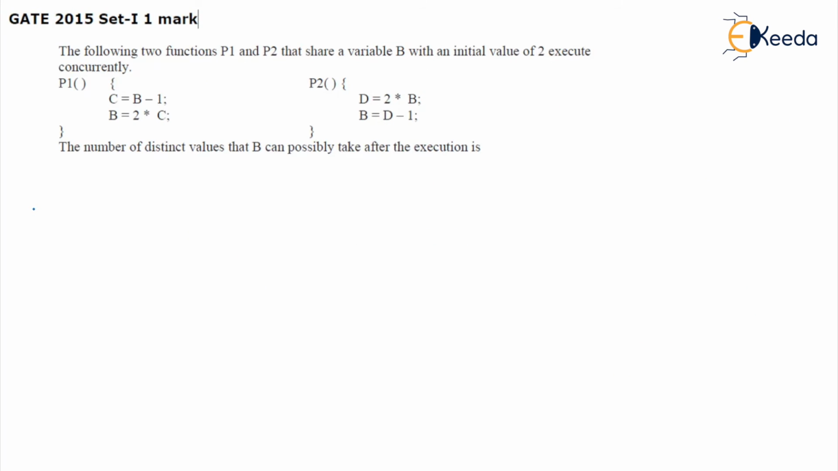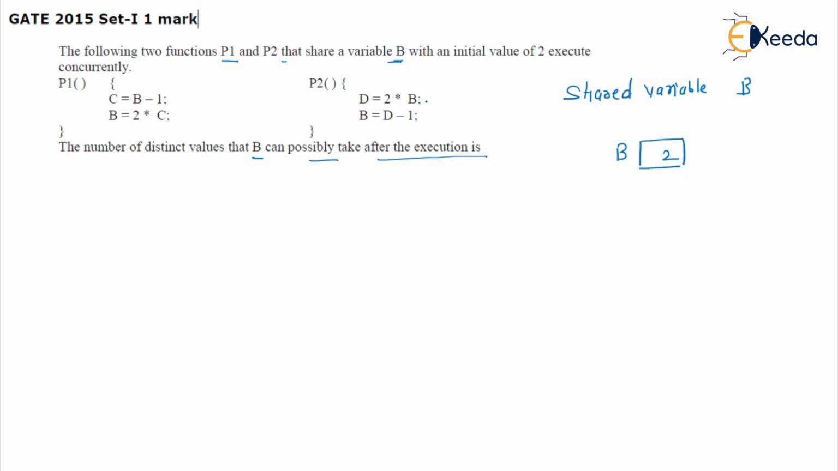This is another question from 2015, and it says consider two functions P1 and P2 and shared variable B. So B is the shared variable, initially having the value 2, and the 2 processes execute concurrently. The number of distinct values B can possibly take after the execution is asked. So how many values it can possibly take after the execution.